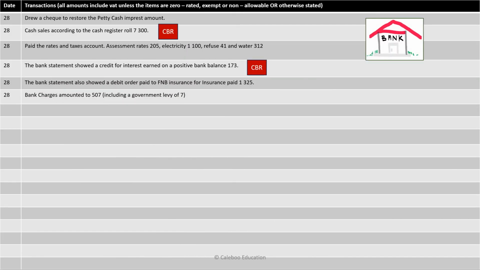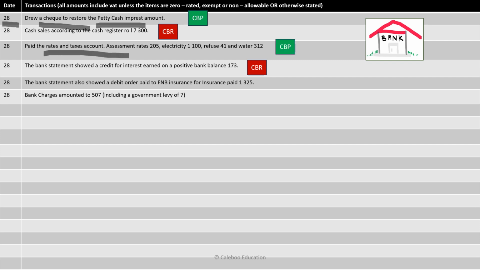And what is left here? Some more transactions on the 28th. Let's see which ones go into the Cashbook payments. On the 28th, there is a check that was drawn to restore the petty cash Imprest amount. I will go through with you what that actually means. The petty cash Imprest amount.